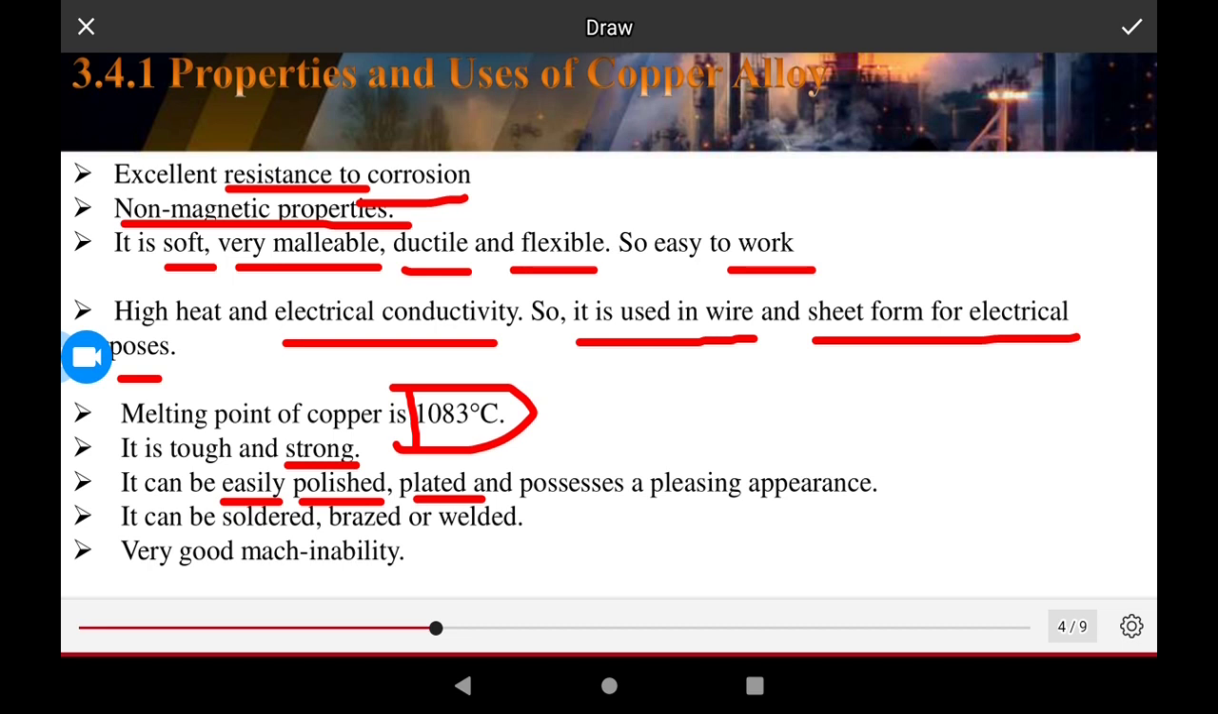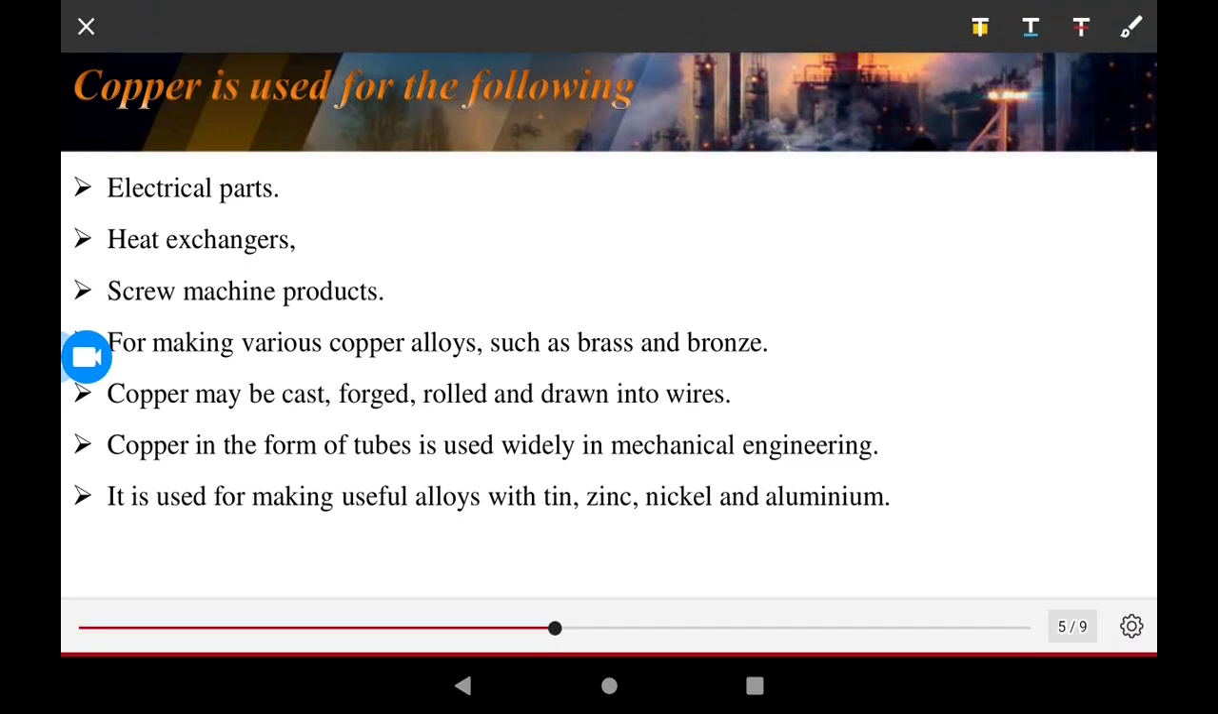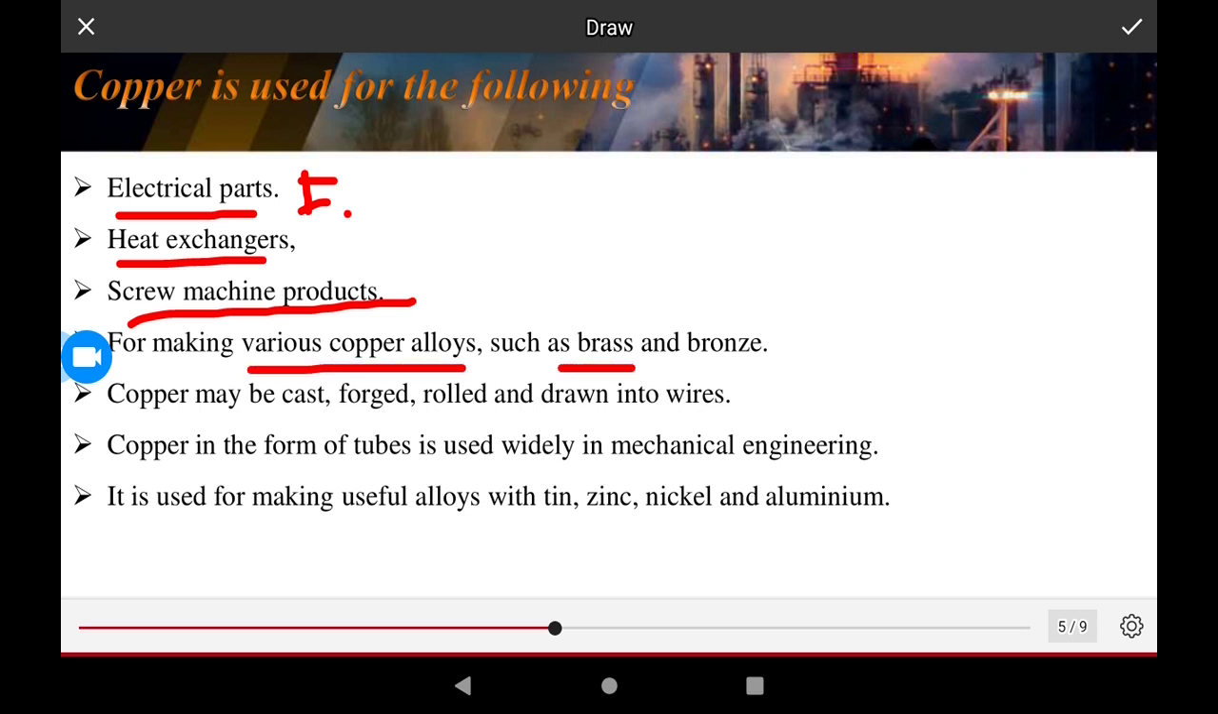plated, and processed to give a pleasing appearance. Very good machinability. Copper is used for the following industries: electrical equipment and electrical parts, electronics equipment, heat exchangers, screw machining products, and for making various copper alloys such as brass and bronze.